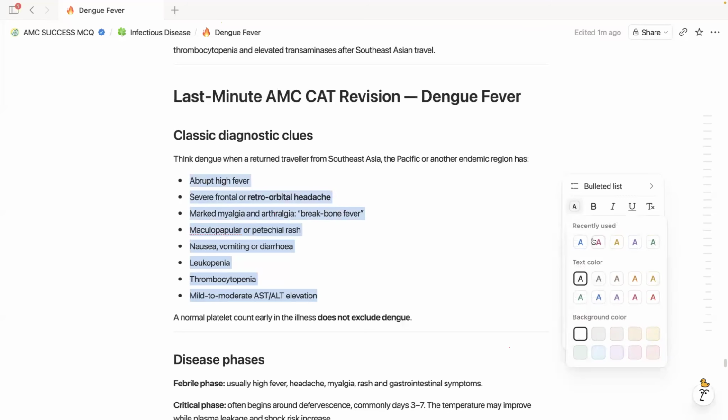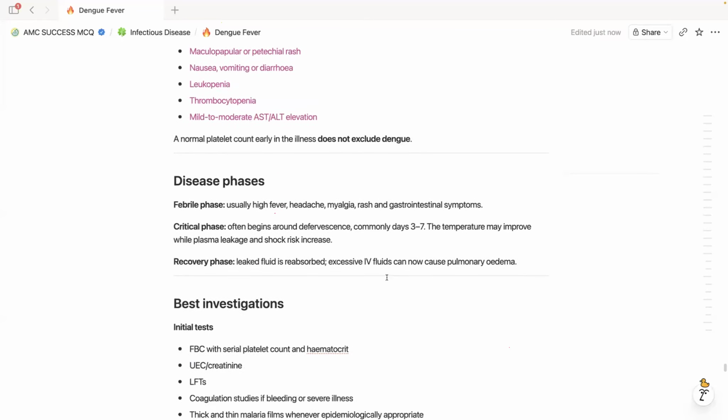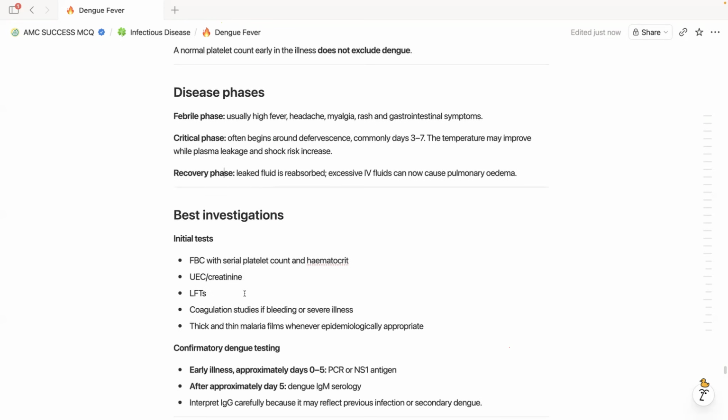Okay, and the disease phases. In the febrile phase, the patient will have a very high fever, headaches, myalgia, and gastrointestinal problems. The critical phase often begins around defervescence, commonly on day 3 to 7; the patient's temperature improves while plasma leakage and shock risk increase. In the recovery phase, the leaked fluid is reabsorbed, and excessive IV fluid can now cause pulmonary edema. These are the three phases of dengue.